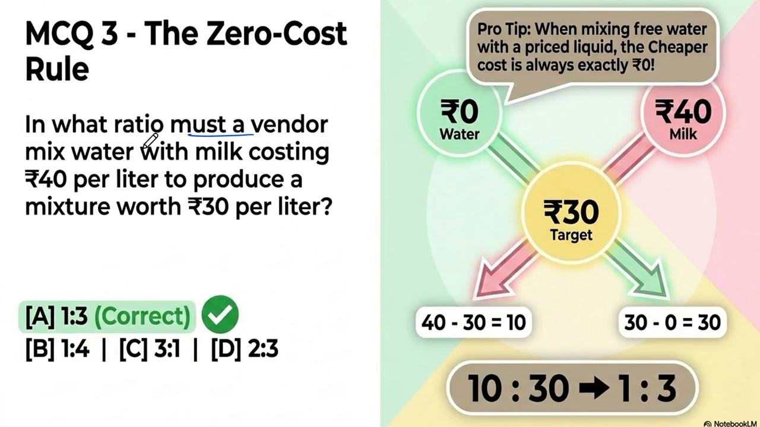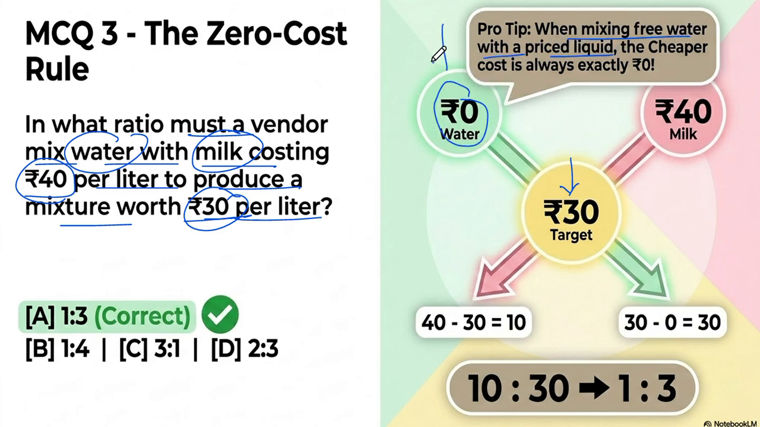In what ratio must a vendor mix water with milk costing 40 rupees per liter to produce a mixture worth 30 rupees per liter? The mixture we need is 30 rupees, so that will come in the middle. We are mixing water with milk, so what is the cost of water? When mixing free water with the priced liquid, the water cost is considered to be 0. That is cheaper, so we'll write it on the left-hand side. The milk costs 40 rupees, which is higher than water, so that goes on the right-hand side. The 30 rupees per liter mixture comes in the middle.